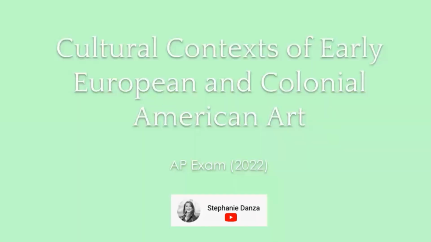Early Europe and Colonial Americas, 200 to 1750 CE. Cultural context of early European and Colonial American art. Medieval artistic traditions include late antique, early Christian, Byzantine, Islamic, migratory, Carolingian, Romanesque, and Gothic, each named for their principal culture, religion, government, and/or artistic style.